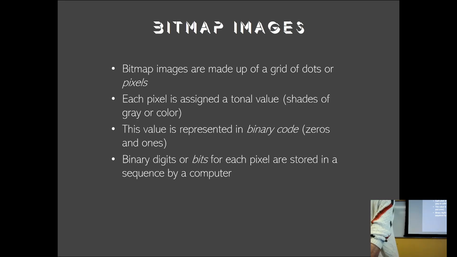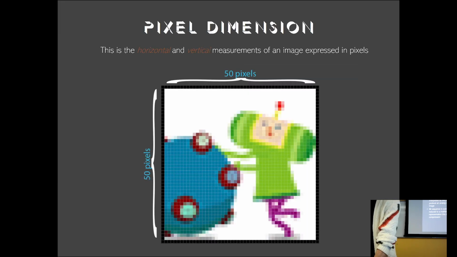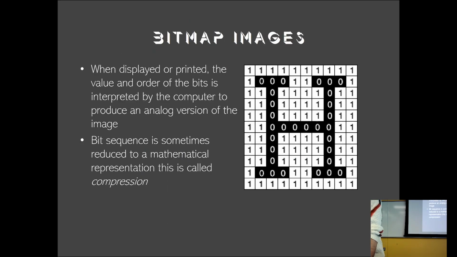A lot of it is just sort of mathematical, binary code oriented. So when displayed or printed, the value and order of the bits is interpreted by the computer. And it just produces a sort of analog version of this image through zeros and ones. And you can actually compress it to a mathematical representation if you needed to. It's kind of funny how if we look closer at those zeros and ones, they were all blurry as well. Oh, yeah, the meta-ness of that.